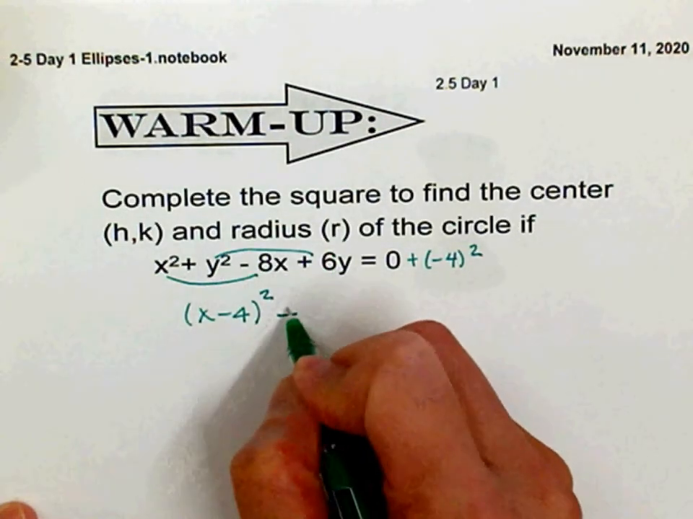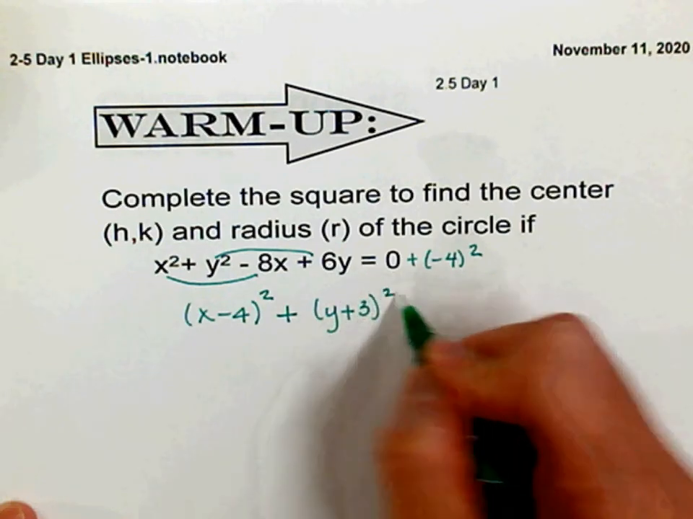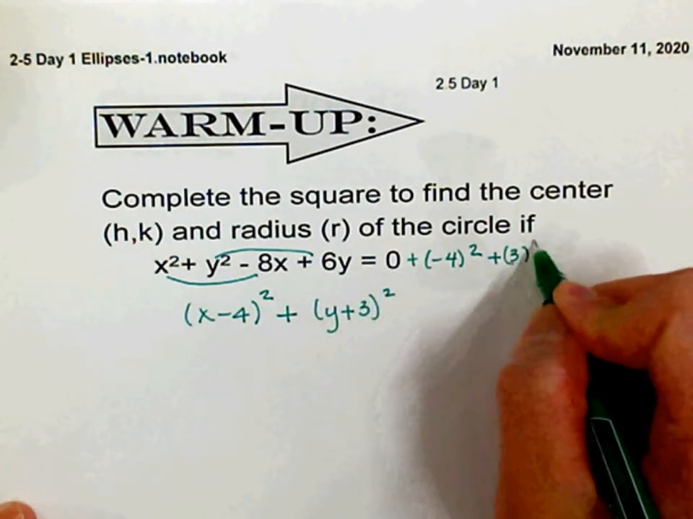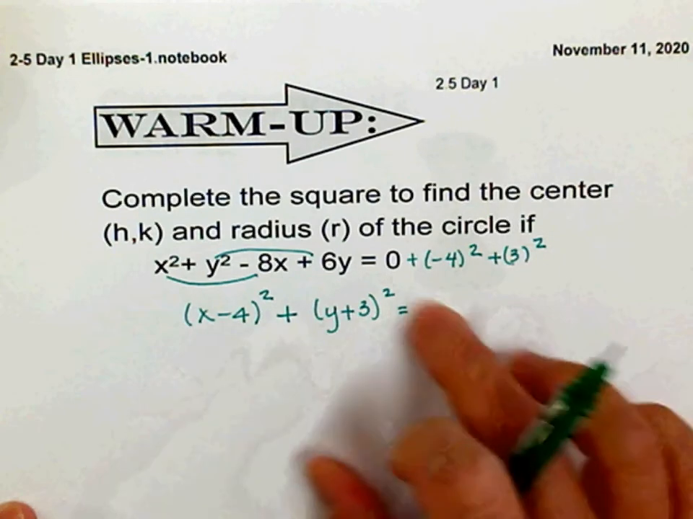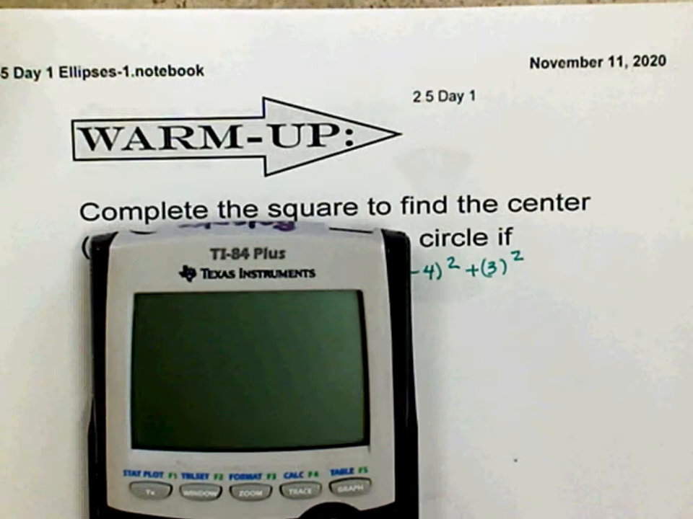Combine your y, so put a plus y. Half of 6 is 3. And we square it. What you do to one side, you do to the other. And then all you have to do is add those numbers together, just like so.